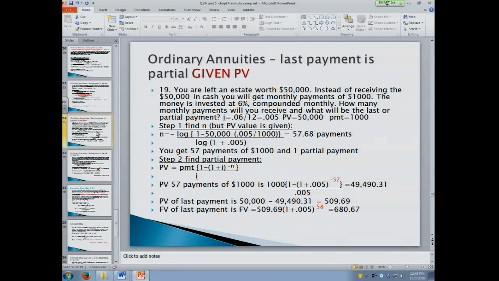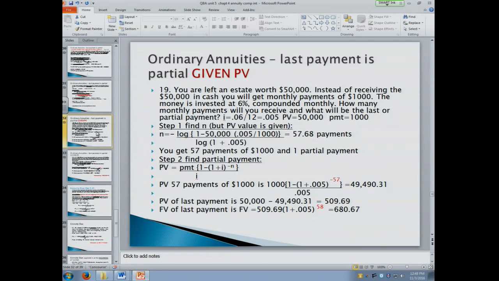Let's do a partial payment given the present value. You are left an estate worth $50,000. Instead of receiving $50,000 in cash, you will get monthly payments of $1,000. The money is invested at 6% compounded monthly. How many monthly payments will you receive, and what will be the last partial payment? Makes sense? Okay. So you're going to get more than 50 payments. 50,000 divided by 1,000 is 50, but it's going to generate interest. But how many?